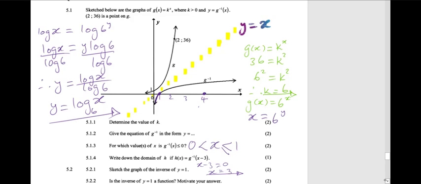What will be the asymptote? It was at 0, and it shifted 1, 2, 3, so the asymptote is x equals 3. So what will be your domain? The graph lies to the right of 3, and x cannot equal 3. So your domain here will be x is greater than 3.